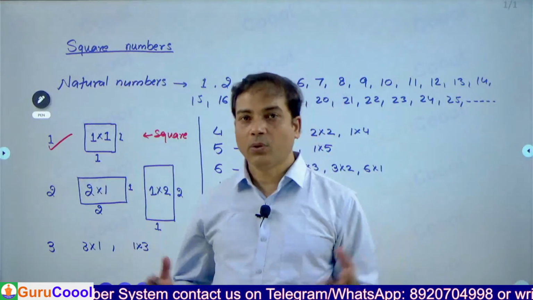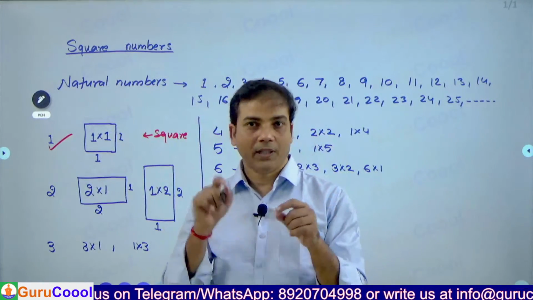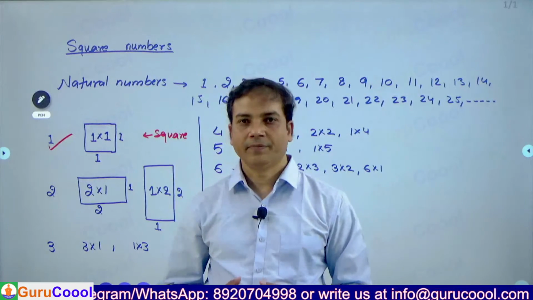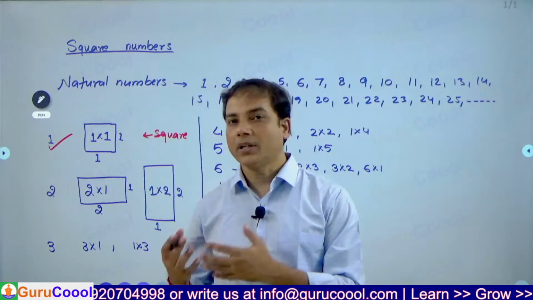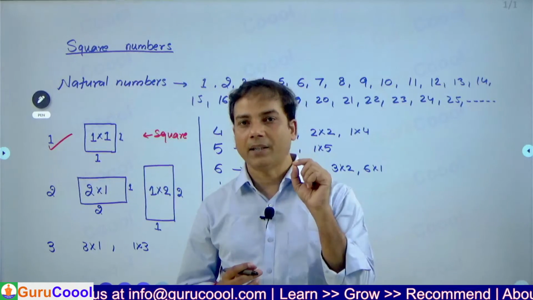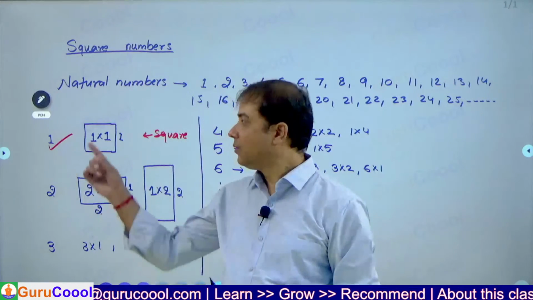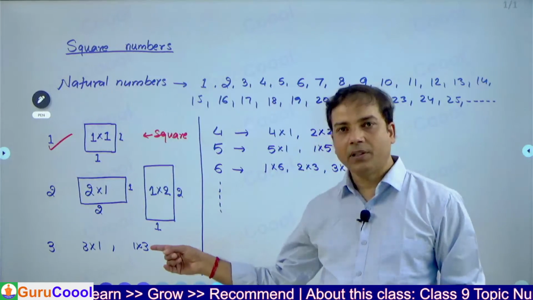So think of those numbers where you can draw a square with the same length and breadth. I mean a rectangle with the same length and breadth. That becomes a square, and that's the reason we call that number a square number. 1 is a square number. Do you think 3 is a square number?